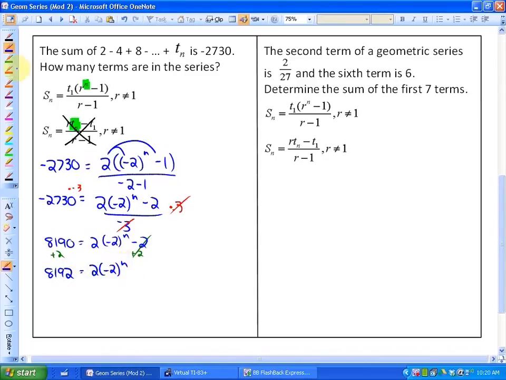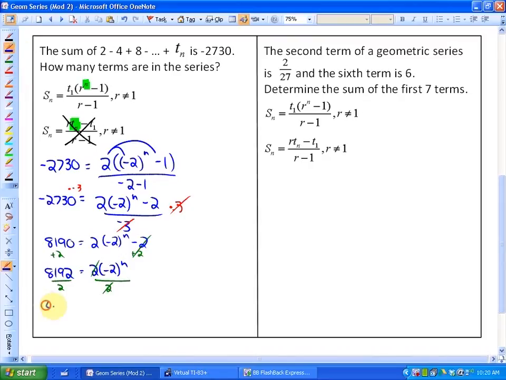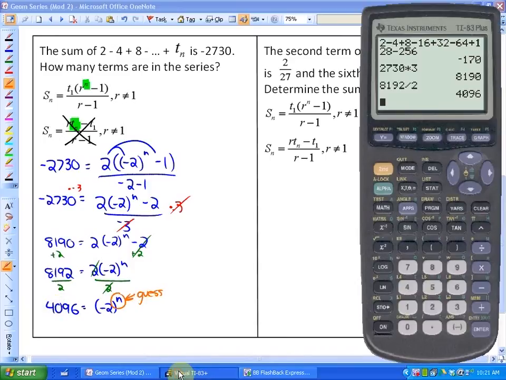And if I divide by the coefficient 2, I can start seeing where I can get more closely. So in this particular case, 8,192 divided by 2 is 4,096. So we have 4,096 is equivalent to negative 2 to the power of n. Now, in order to solve for an exponent, what I'm going to propose that we do is actually just guess and check to see how many terms we think there are. If I do negative 2 to some exponent, I need to get 4,096. So let's just try it out.